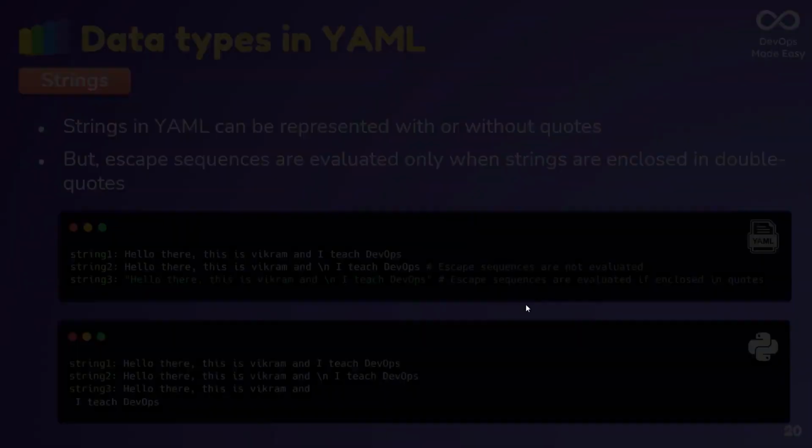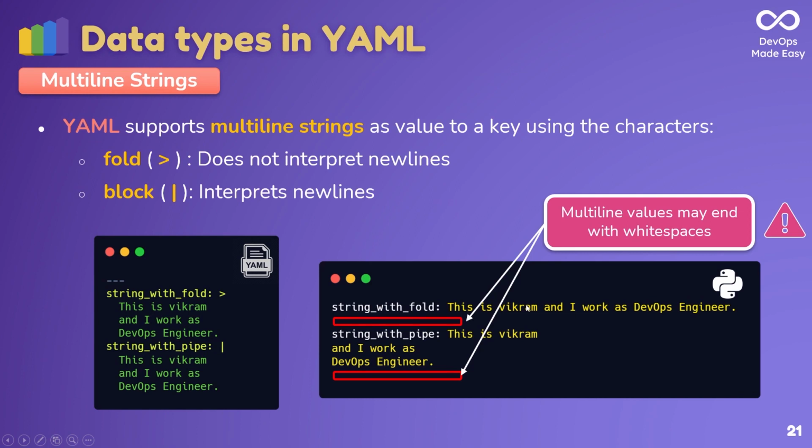Now going to the other part, we have multi-line strings. YAML supports multi-line strings as a value using the following characters. You can use the fold character, using the greater than symbol, or you can use the block character, which is nothing but a pipe. There is a difference between both of these. So this is the key, here I can have the key, colon, and the whole value I can put it here.